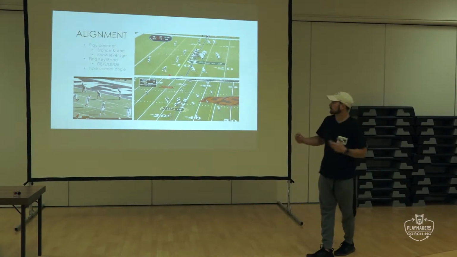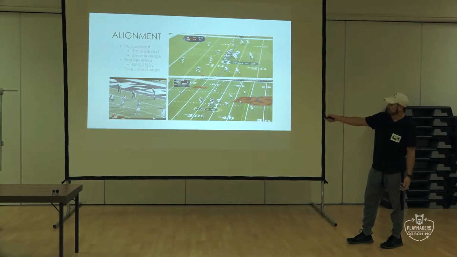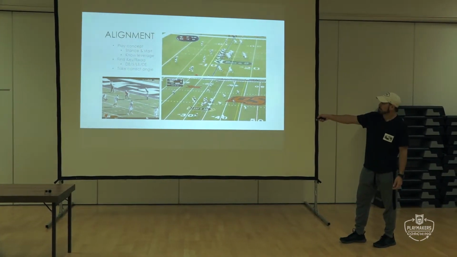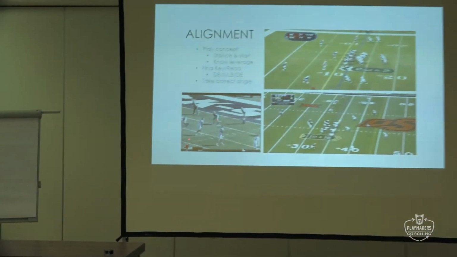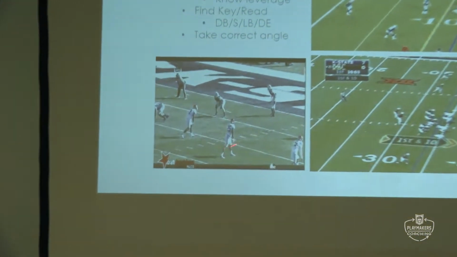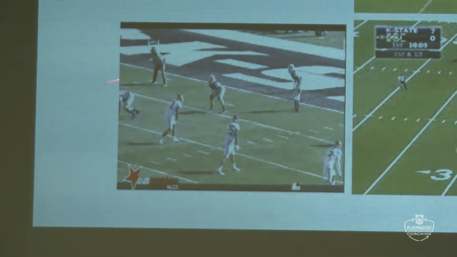But what I mean by know the play concept on alignment is know where you're at and know who you need to block. So say we need to get these two guys. Inside receiver, the 3 receiver needs to get this backer, and our 2 guy needs to get the safety. Well, understand, if we're trying to run the ball inside the tackles, I need to know that I need to cut him off.